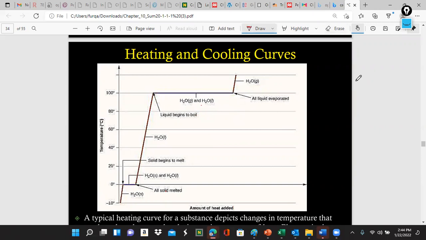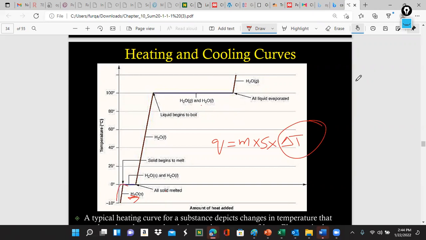Then we can divide it into different phases where the temperature is changing. We can always use the heat equation, right? We can use the mass of the sample times the specific heat capacity times delta T. The change in temperature is the most prominent thing. So we can calculate Q with the heat equation.